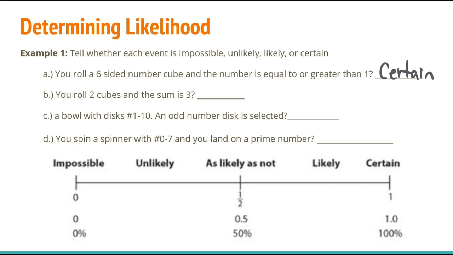B says you roll 2 cubes and the sum is 3. So when we're rolling 2 cubes, the only way to get a 3 is to roll a 1 and a 2, or flip it and roll a 2 and a 1. And there are a ton of other possibilities. There are 2 ways to roll 2, 2 ways to roll 4, 2 ways to roll 5, 6, 7, all the way up through 12. So there's 2 ways out of a possibility of at least 15 different ways we can roll. So that would make it unlikely that something like that would happen.